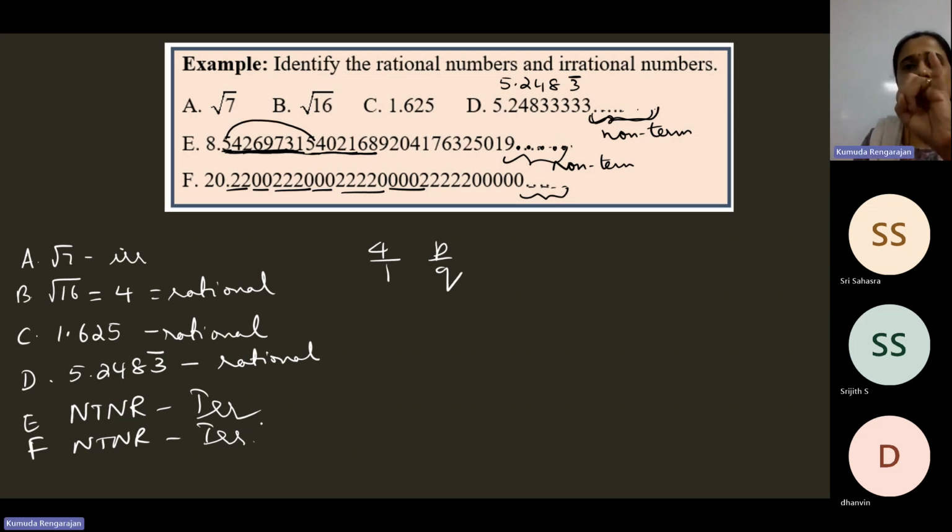If it's a terminating decimal, a rational number. Non-terminating, repeating decimal, rational number. Because both of these decimals have a P by Q form. The third one, non-terminating, non-repeating decimals. They don't have a P by Q form. And hence they are irrational numbers.